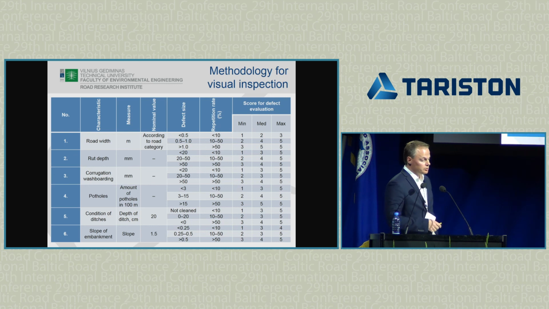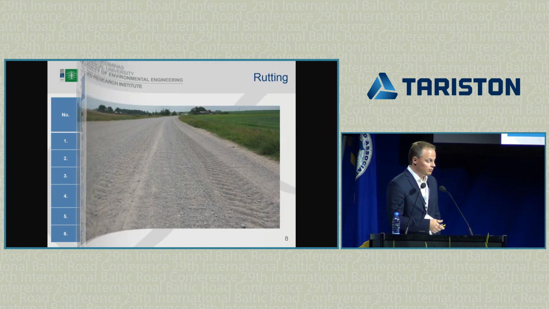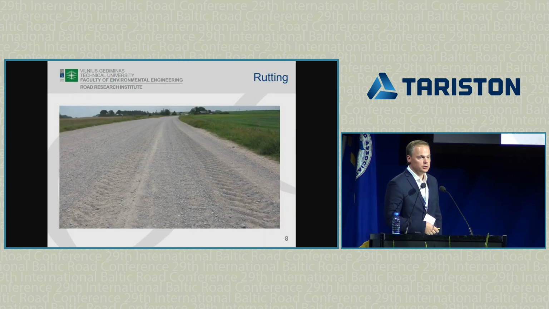So here is the methodology for visual inspection. We have 6 characteristic groups, and also different severity levels. According to these severity levels, we collect and combine these numbers, and we get the general result for each road section. Here you can see some real pictures from roads, with some distresses and severity levels.